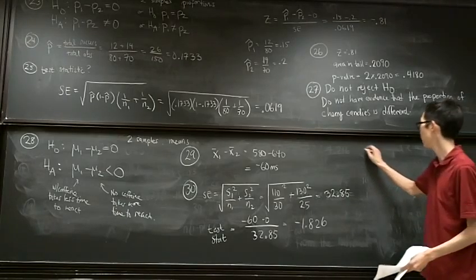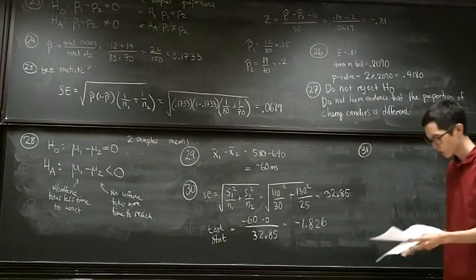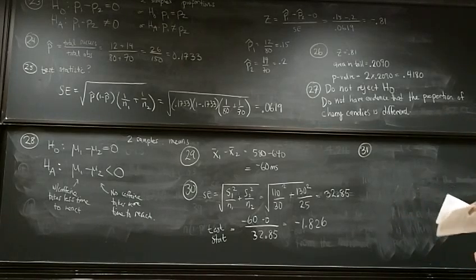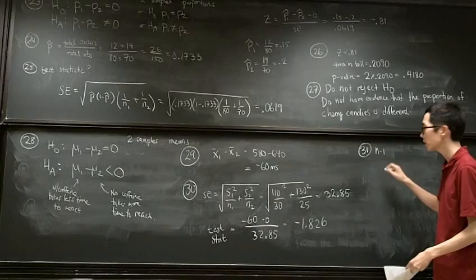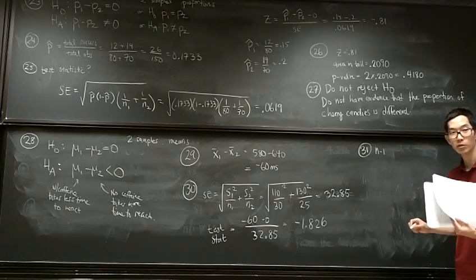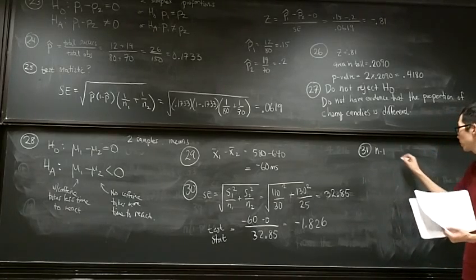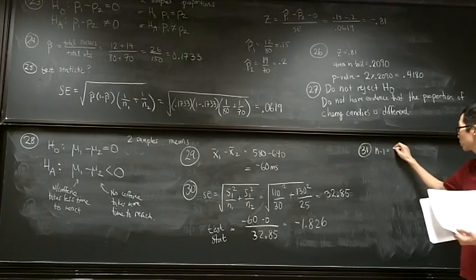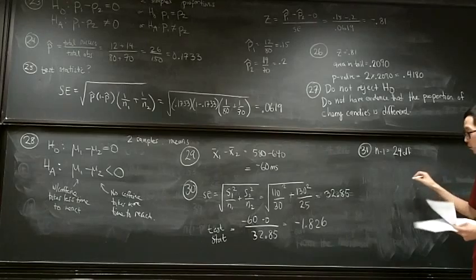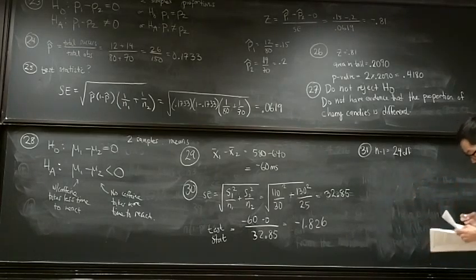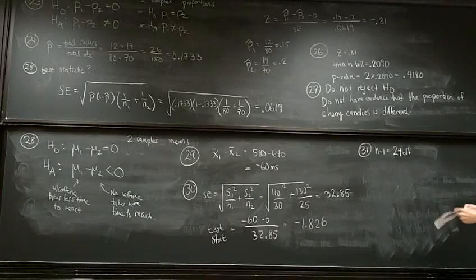So, number 31, it says, what is the p-value? Okay, so how many degrees of freedom do we have? 24. We'd use n minus 1, but the smaller n. So group 1 has 30, group 2 has 25. So 25 minus 1, we have 24 degrees of freedom. And we're looking up 1.826. We ignore the negative.